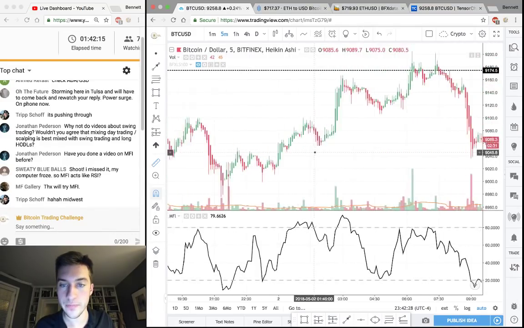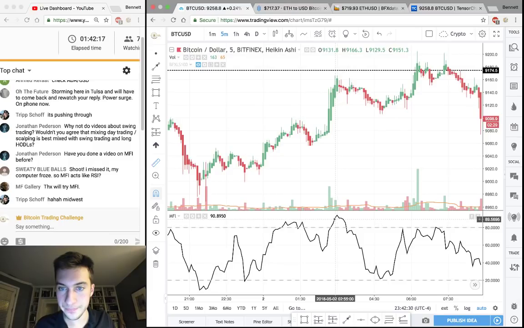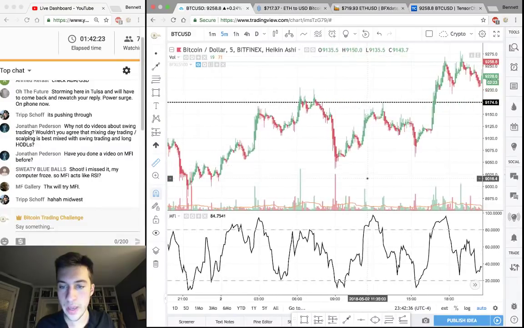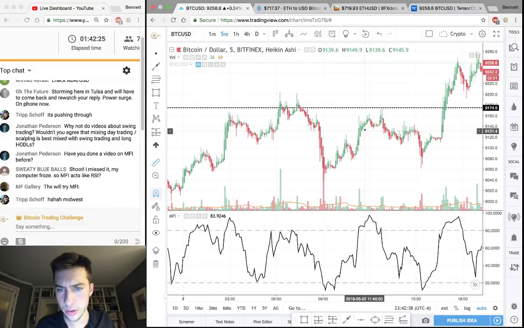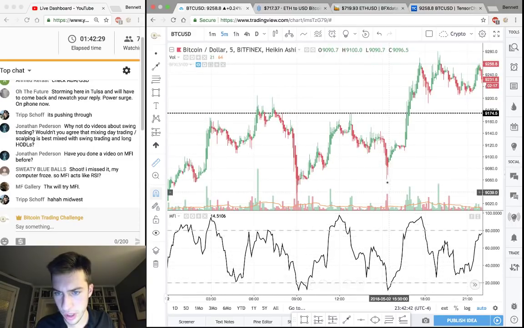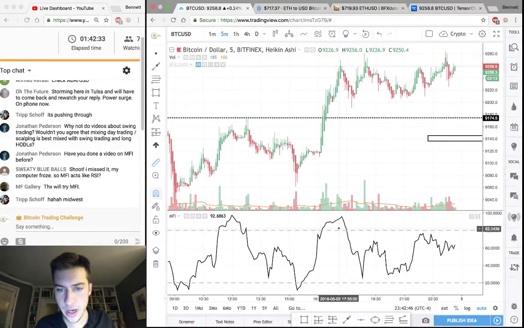So let's go here. MFI is overbought. We look for the first red candle, we sell. We sell here. MFI is overbought. We're not selling here. We're going to sell here, first red candle. MFI is oversold. I don't want to buy here. I'm going to buy here, first green candle. MFI is overbought.